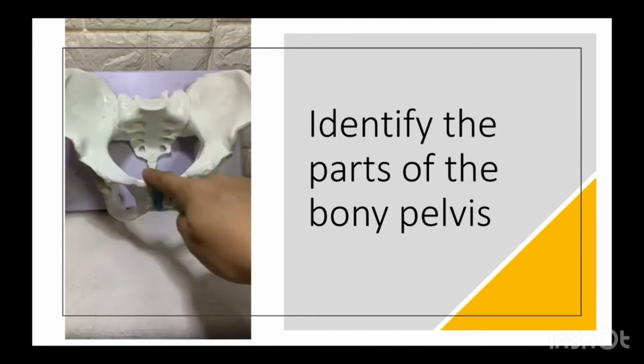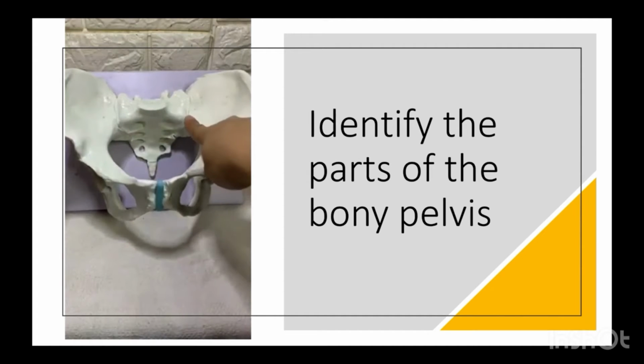And this is the linea terminalis. So the area above the linea terminalis is what we call the false pelvis, and the area beneath the linea terminalis is called the true pelvis.